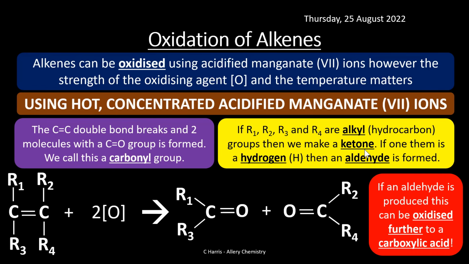So if an aldehyde is produced, this can be oxidized further to a carboxylic acid. So if one of these is an aldehyde, let's say we had a hydrogen and a methyl group here, that would make it an aldehyde, then we can oxidize that further to a carboxylic acid, so we can produce another product as well. So you can see you get a right mixed bag with this type of reaction. Again, you're going to see a lot more of this in a later topic as well.